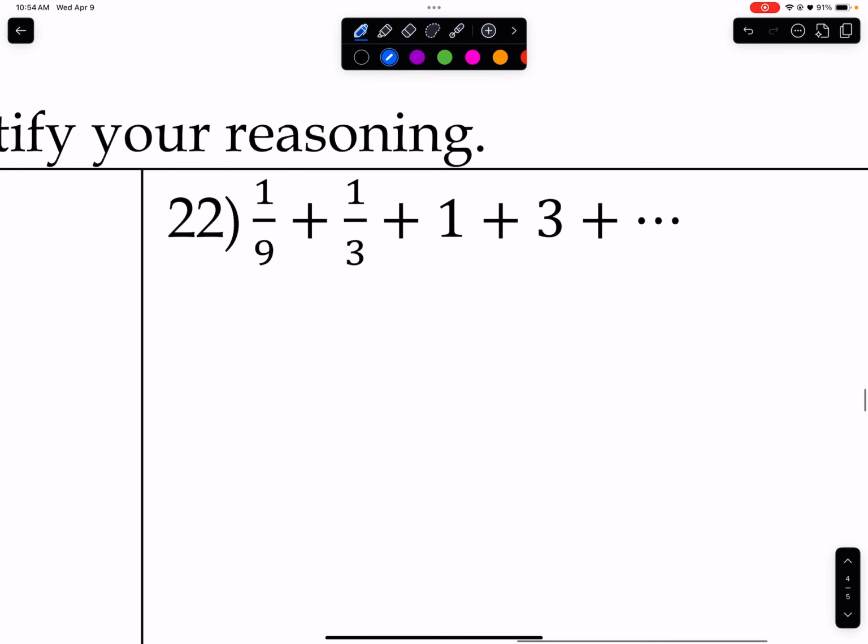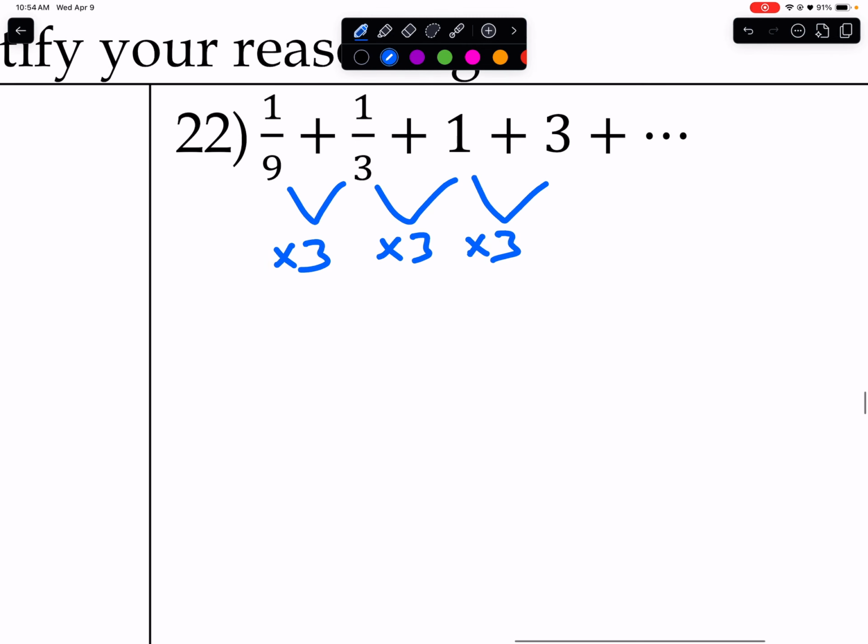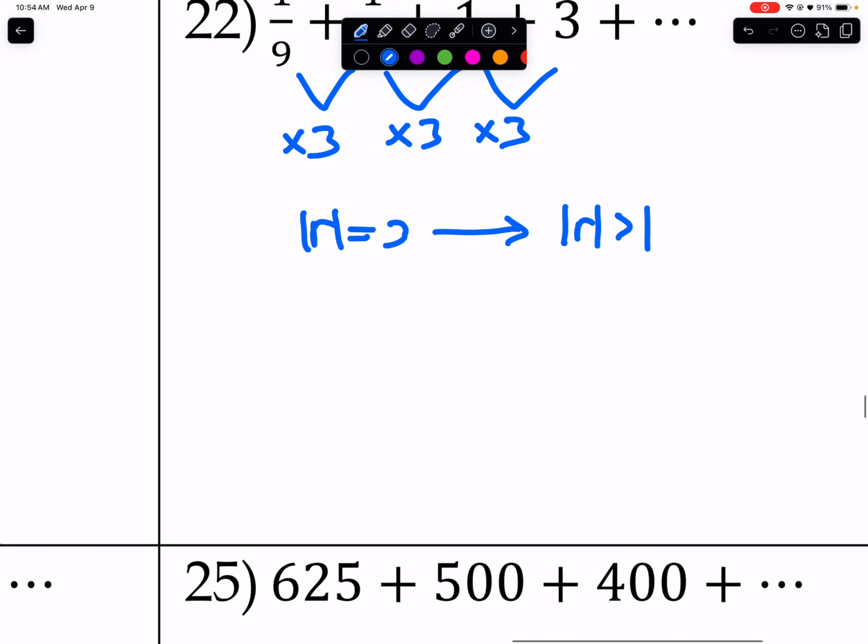So now I have 22, so we're going to have 1/9 plus 1/3 plus 1 plus 3. It's infinite, and I want to look to see what my change is. So to go from each of these terms, I'm multiplying by 3. So because I'm infinite geometric, my R value is equal to 3, which in turn, that value is bigger than 1, which means it's going to diverge.